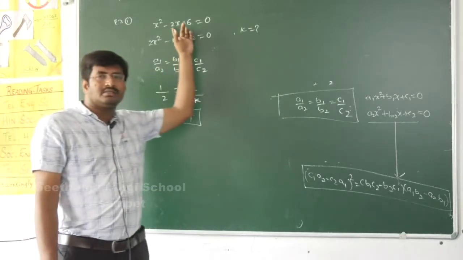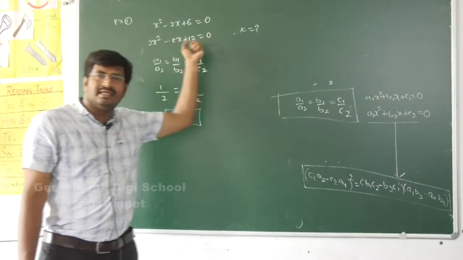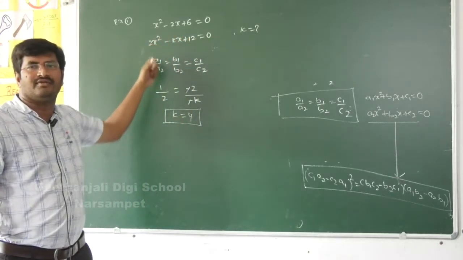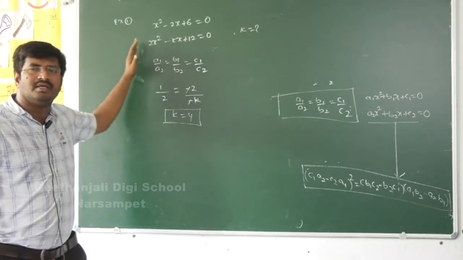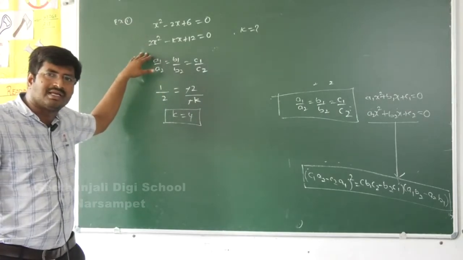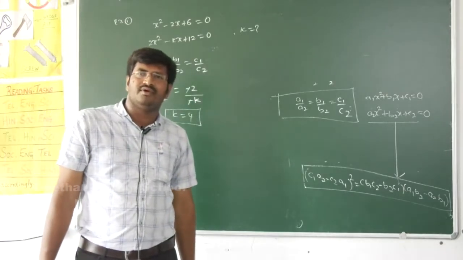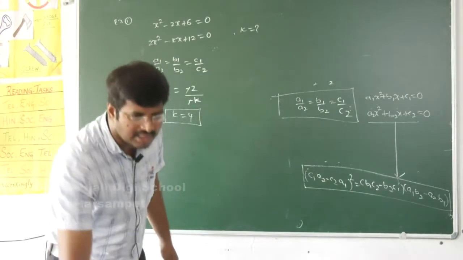Then both the roots are common for these two quadratic equations. In that, one variable is given to find the value of k. Already we know the condition: if both the quadratic equations have common roots, then the condition is a1 by a2 is equal to b1 by b2 is equal to c1 by c2.